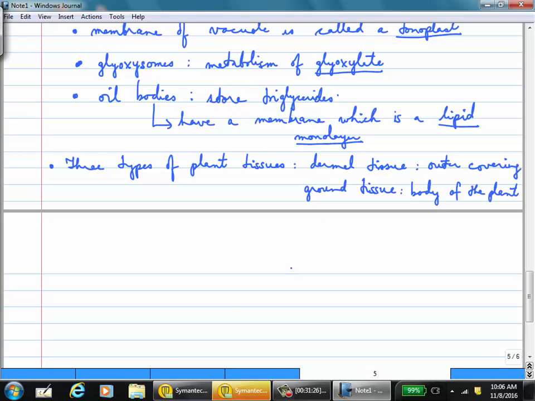And then the other kind of tissue that is important for us is the vascular tissue. That is the tissue that is going to be used to form these pipes for transportation purposes that are called xylem and phloem. So vascular tissue, xylem and phloem.